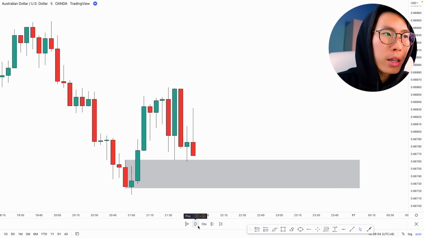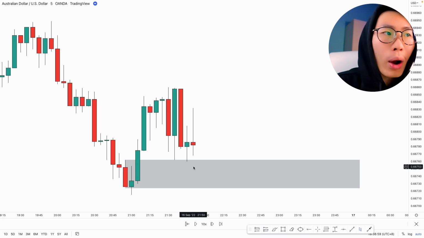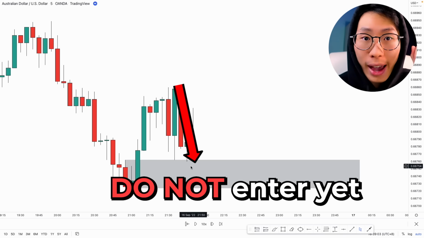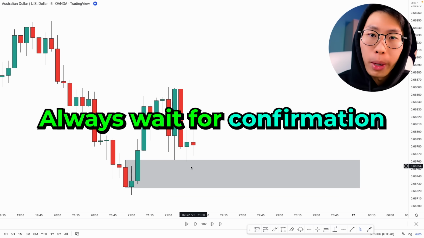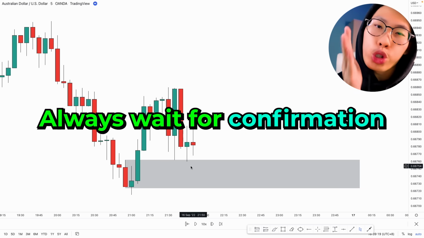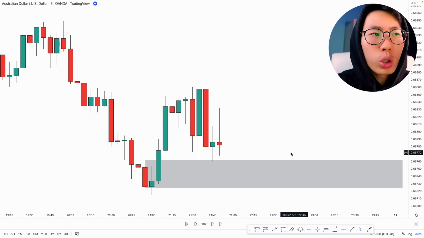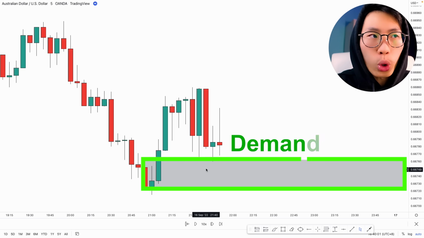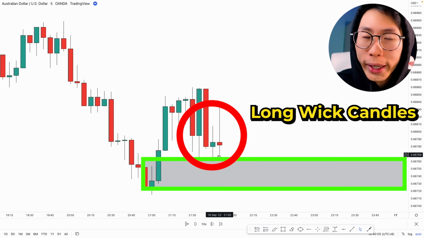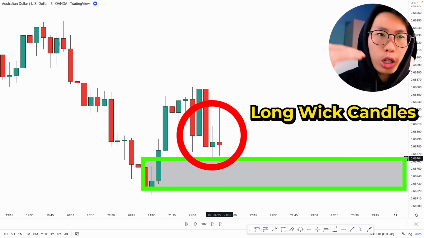So we see what price does, and as you can see, price is approaching this area right now. The second price comes back down and touches this area, you should not enter yet. You must wait for confirmation. That is a very important point. You have to wait for price to show you that it is going to head back up. So right now, you saw that price has come back all the way down here to this demand zone, and it gave us a long wick doji and also multiple long wick candlesticks, which show us that price is rejecting this demand zone and it's going to shoot back up.